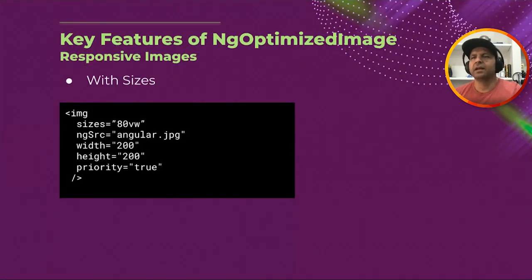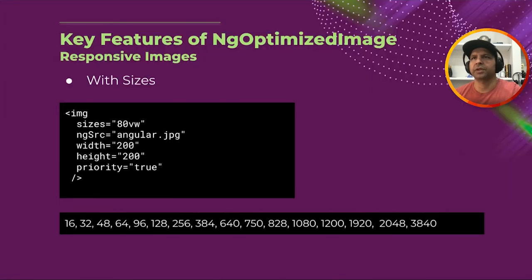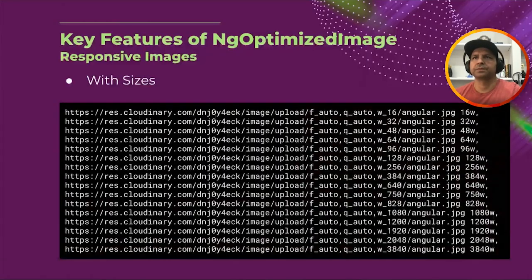So adding sizes has a similar effect. Here I'm setting the image to be 80% of the viewport. And what that means is that it will automatically generate the srcset for all available breakpoints. And here's the list if you're wondering. And that's the generated list, right? So I think this is already really helpful without having to provide different sizes for each breakpoint, right?